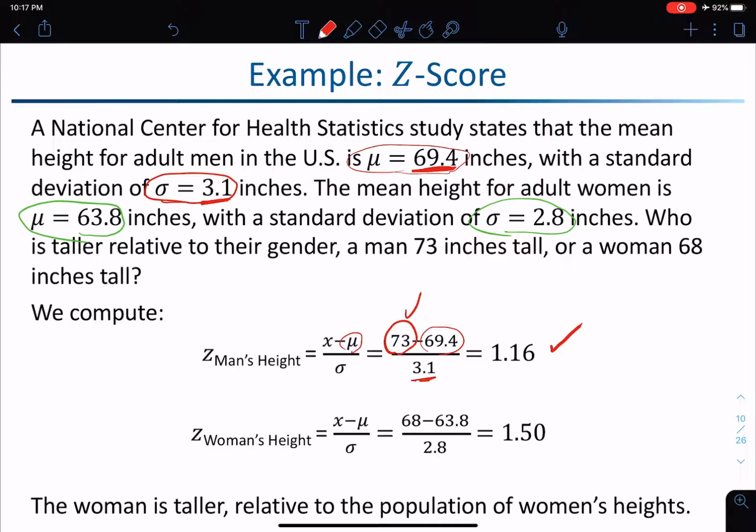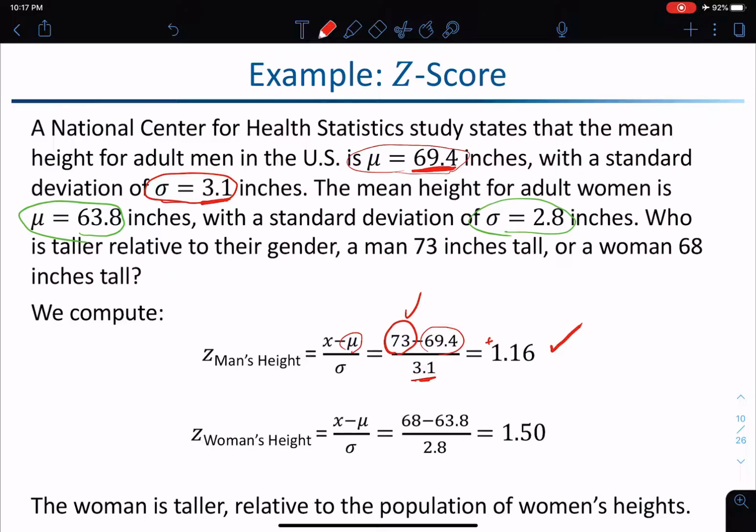And because it's positive, you know that it's to the right, it's bigger than the mean. Because remember, the mean z-score is zero. So you know this person is more than one standard deviation above that mean.